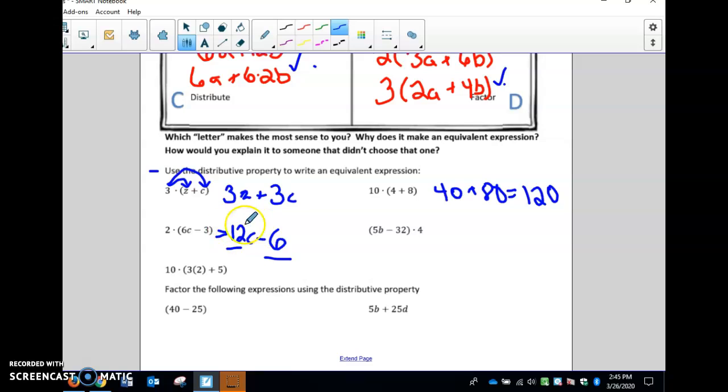I have 12 carrots here, and I'm taking away $6. I can't take dollars away from carrots. They don't combine, or they don't subtract. So we just leave them separate. You just leave 12c minus 6.